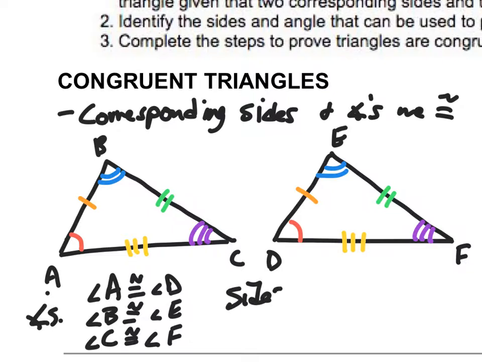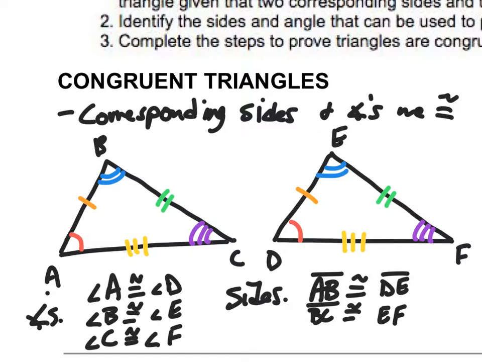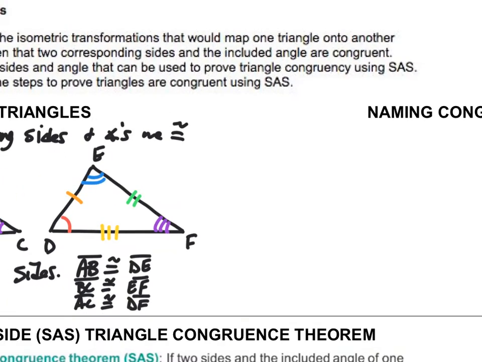So for the sides, I would say segment AB is congruent to segment DE. I would say segment BC is congruent to segment EF. And then I would say that segment AC is congruent to segment DF. All right? So all my corresponding angles are congruent. All my corresponding sides are congruent. And then we want to talk about how to name this.